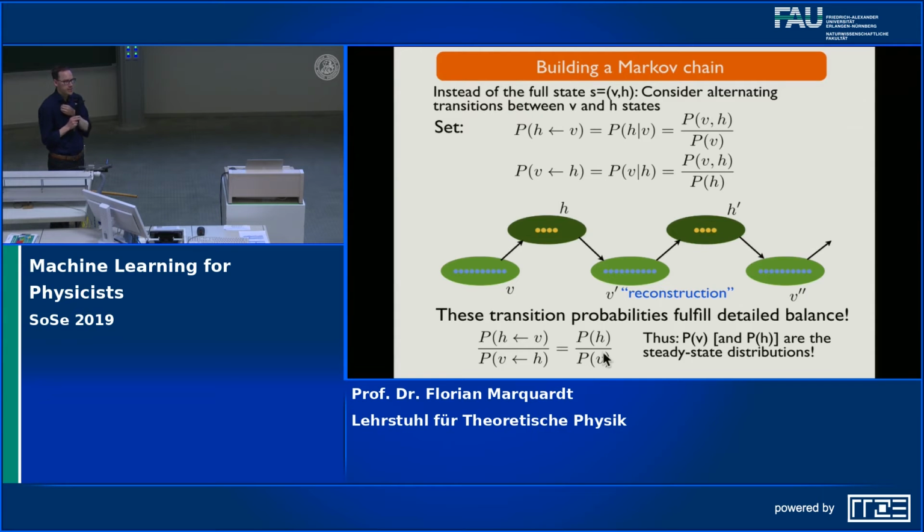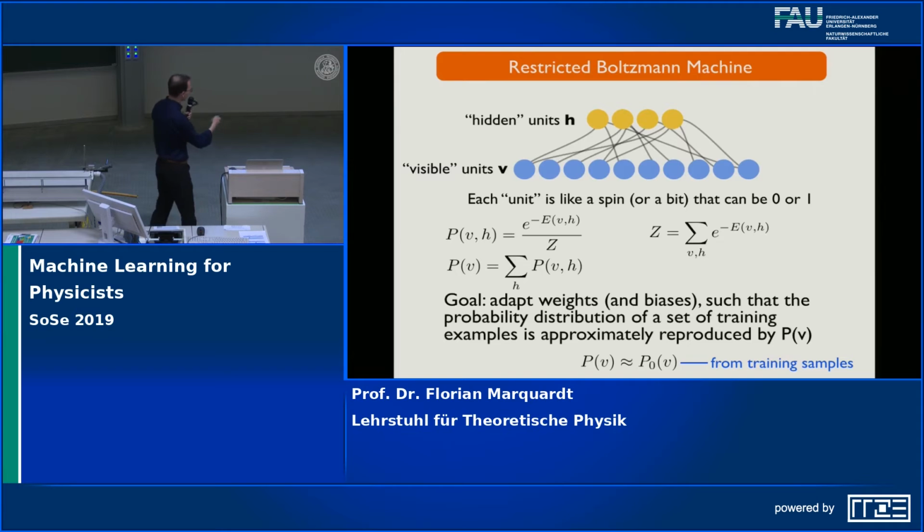Because according to what I said before about detailed balance, this helps us realize that if I just go on for long enough with this Markov chain, I will arrive at a steady state distribution that is given by the probabilities P of V for the visible units and P of H for the hidden units. And remember, these are the so-called marginal distributions, which just means these are the distributions that I get if I sum over the other variable. So, for example, sum over H. This is what I get.